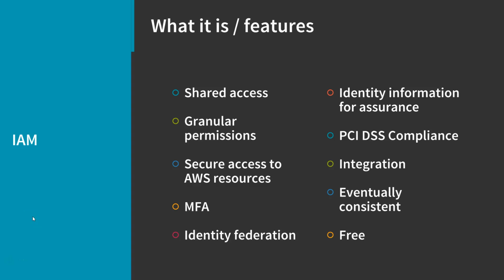In this next module, we're going to cover Identity and Access Management, or IAM. IAM is a web service that helps you securely control access to AWS resources. You use IAM to control who is authenticated and authorized, or in other words, who is signed in and has permission to use resources. When you first create an AWS account, you begin with a single sign-in identity that has complete access to all AWS services and resources in the account.